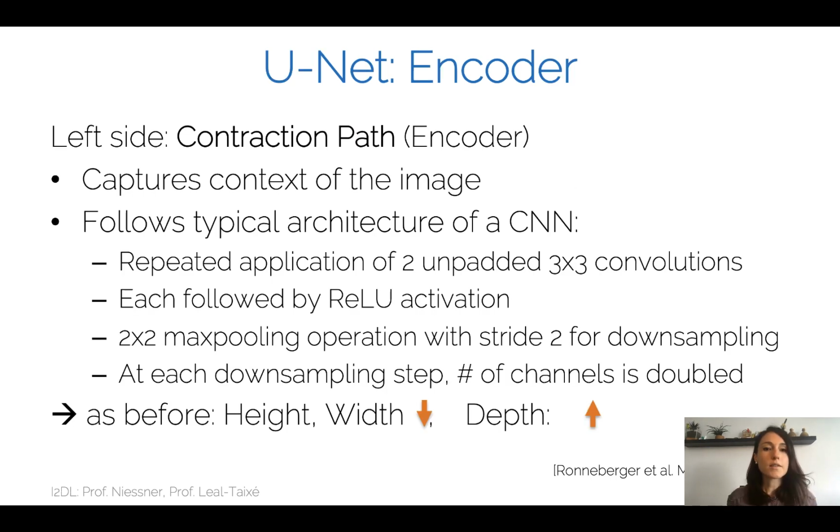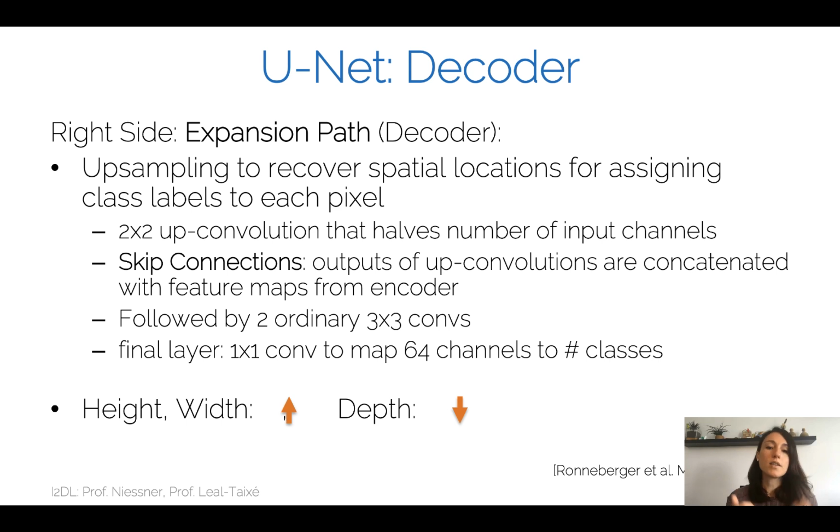So to summarize, a UNet has two parts. The encoder, which is the contraction part, captures the context of the image with this series of convolution and pooling operations. You have, of course, your 3x3 convolutions in the case of UNet, you have your ReLU activation, and then you have your max pool operation. Now, the height and width of your representation is going to go down, same as for LeNet, and the depth is going to increase. In the decoder, the opposite is happening. The height and width are increasing, while the depth is decreasing.